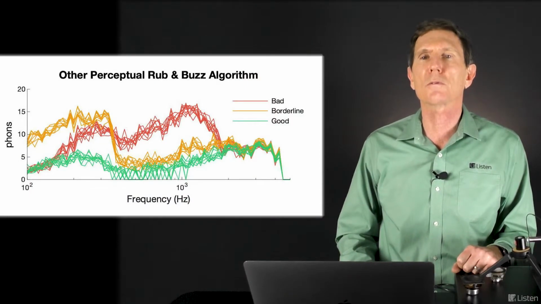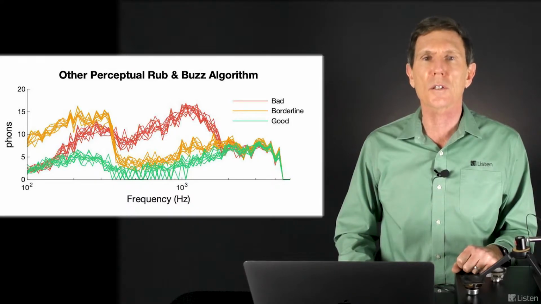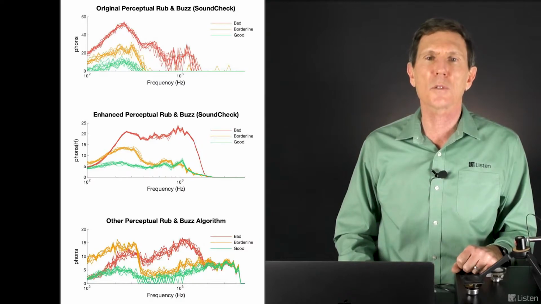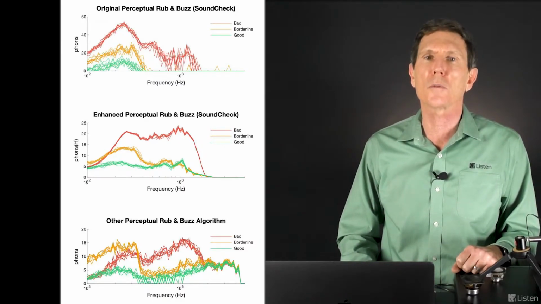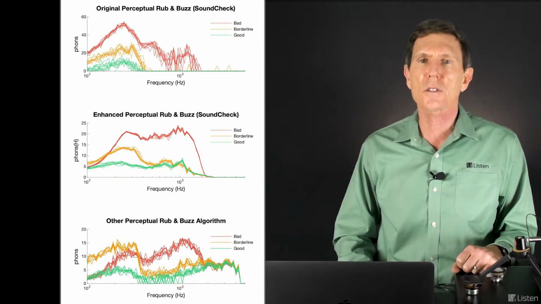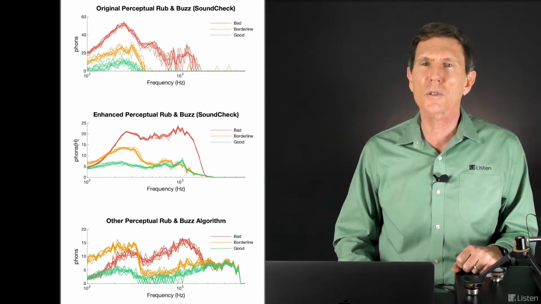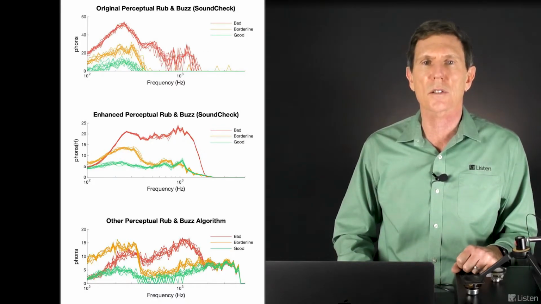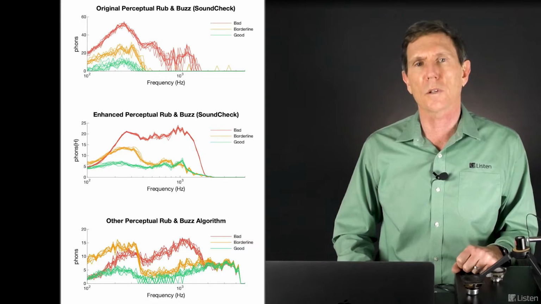For comparison here, I'm going to show you one more graph. This is a perceptual rub buzz algorithm recently launched by another test and measurement company. You can see that it demonstrates similar repeatability problems to Soundcheck's original 2011 algorithm. And interestingly, it measures greater audible distortion at low frequencies for the speaker that was subjectively assessed as borderline than the bad one.